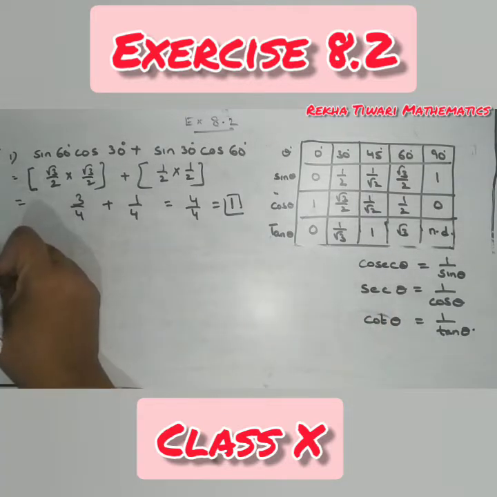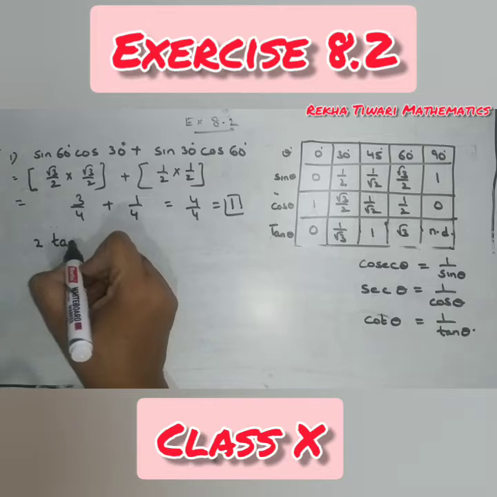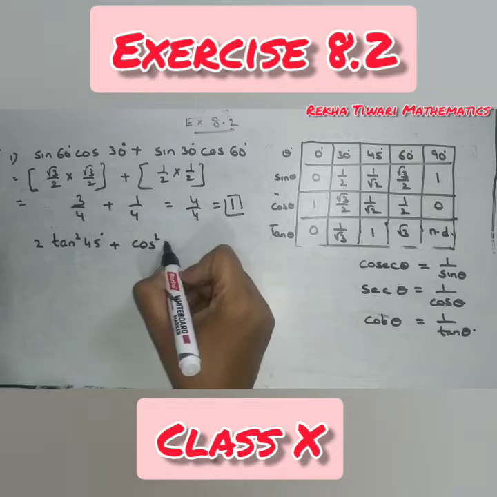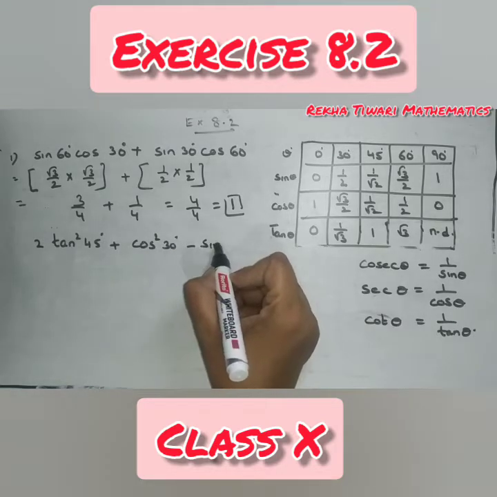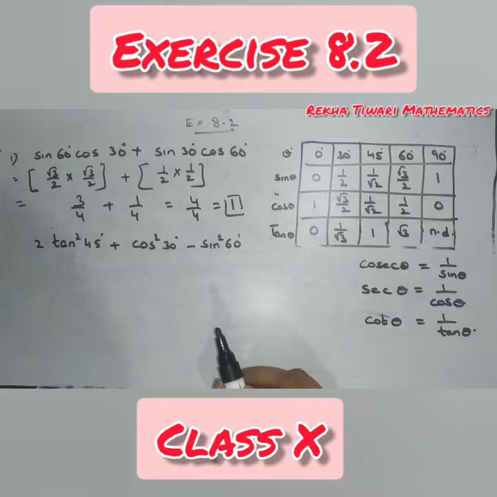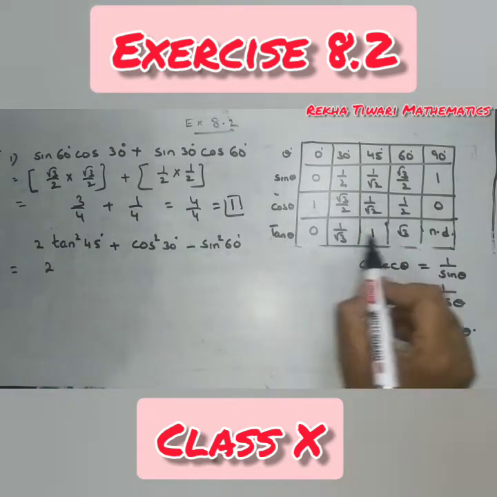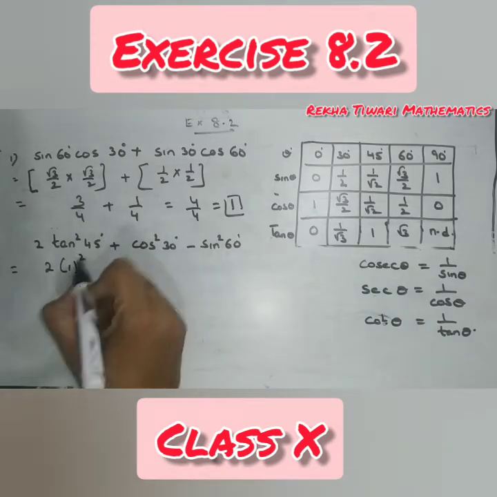Move to second part. Second part is 2 tan square 45 degree plus cos square 30 degree minus sin square 60 degree. I told you about the square. That square is, you have to do the square of the value. Correct? If tan 45 is 1, then square of 1 is again 1. In this way we have to proceed. So let us put down the value. This is 2 tan 45. Tan 45, check here, 1. And since it is a square, so 1 is square.